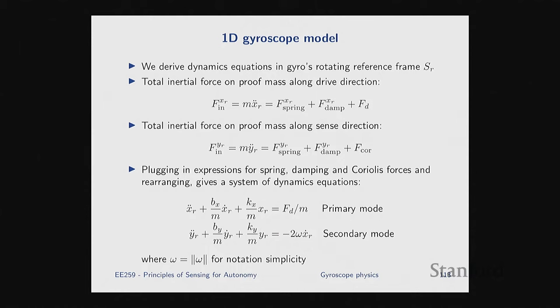So you get Y double dot, and then you get your dampening term, and you get your spring term. And then the right-hand side, this minus 2 omega X dot, this is the Coriolis term, right? This is that omega cross XR. What happened to the vector cross product?